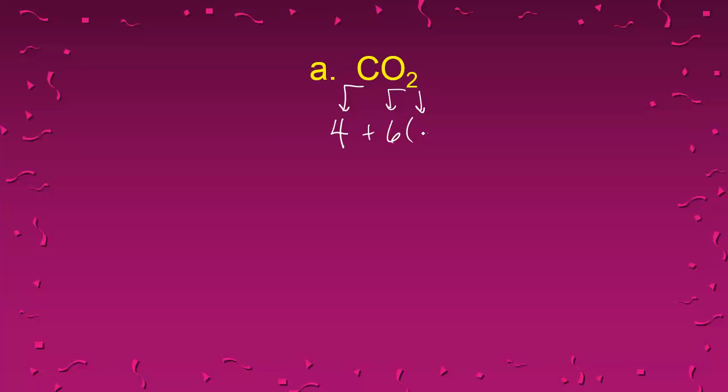6 times 2 is 12, plus 4 more. 16. All right, Randy, you got 16 electrons to place. Who are you going to put in the middle? Who did I say was the ultimate monkey? No, I said carbon.